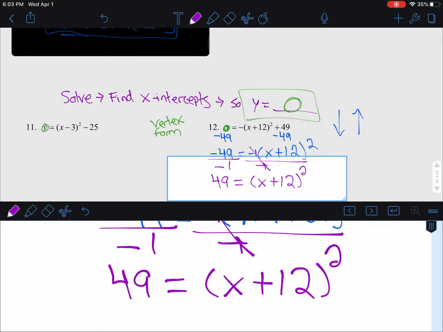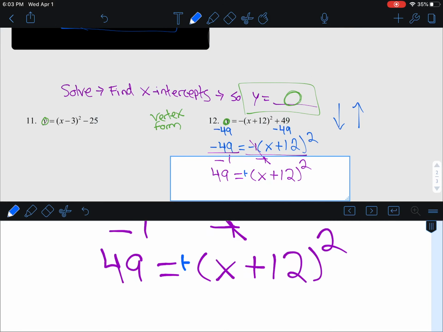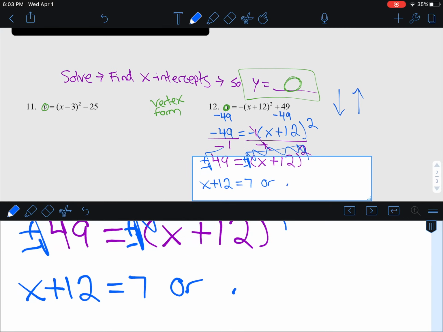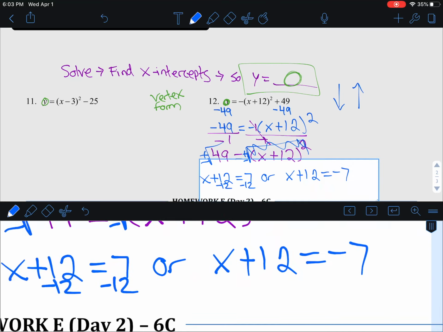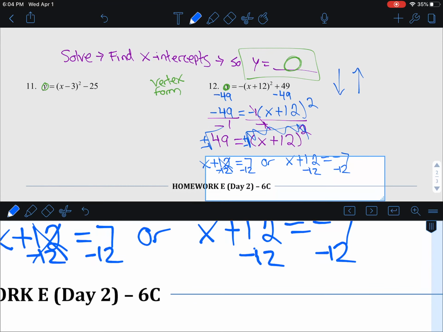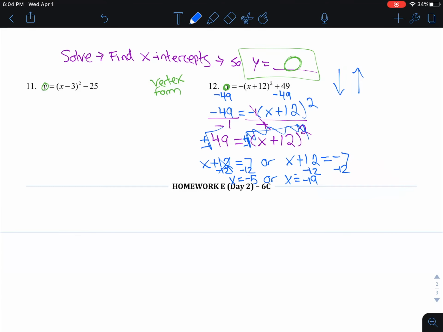We are going to get 2 answers here. And then you take the plus or minus square root of both sides. That gets rid of the parentheses squared. Square root of 49 is 7. So this is going to be x plus 12 equals 7, or x plus 12 equals negative 7. And then I subtract 12 on both sides, and I get x to equal negative 5. Remember, these are x-intercepts, or x equals negative 19. Make sure I'm good. Yep, negative 19. Remember, these are x-intercepts. So if I was going to graph this, those will be my x-intercepts.